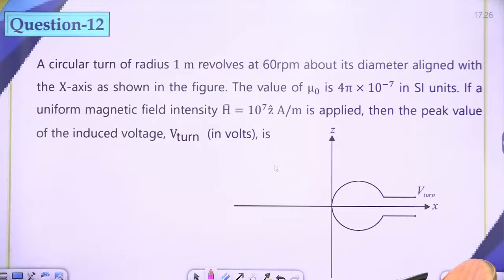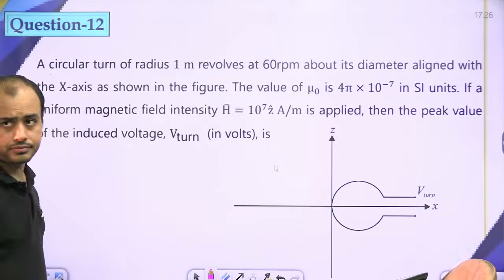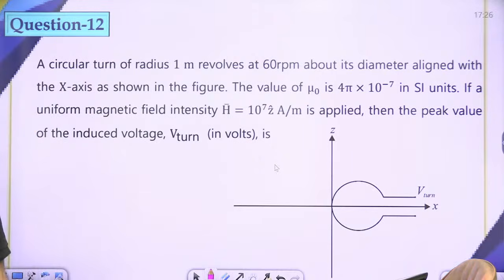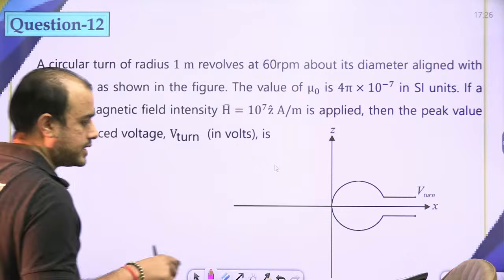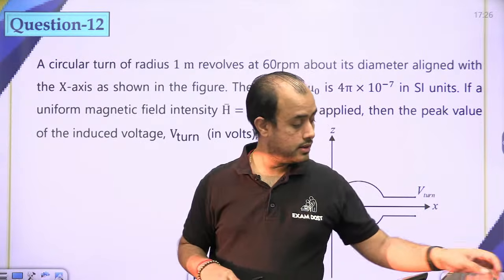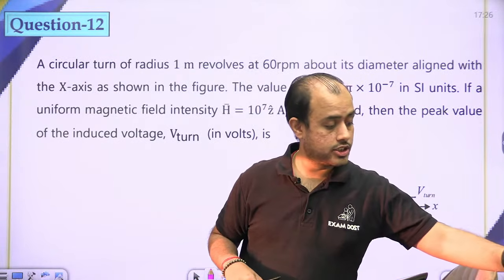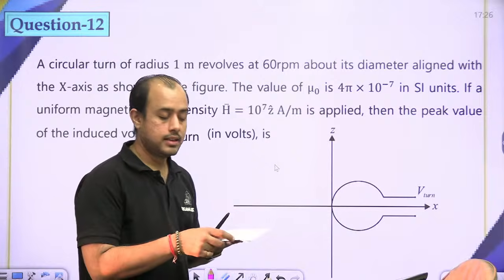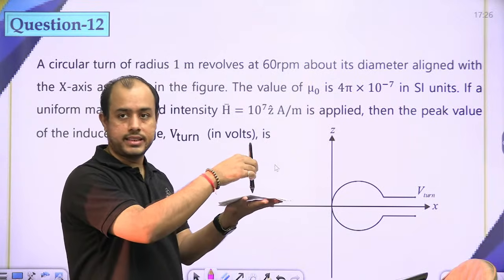A circular turn of radius 1 meter revolves at 60 rpm about its diameter aligned with the x-axis. Mu naught is given, H is given, find the peak value of induced voltage. Now listen very carefully beta how to deal with this. Theek hai? Let me take a sheet of paper. Hai na? So magnetic field is like this.